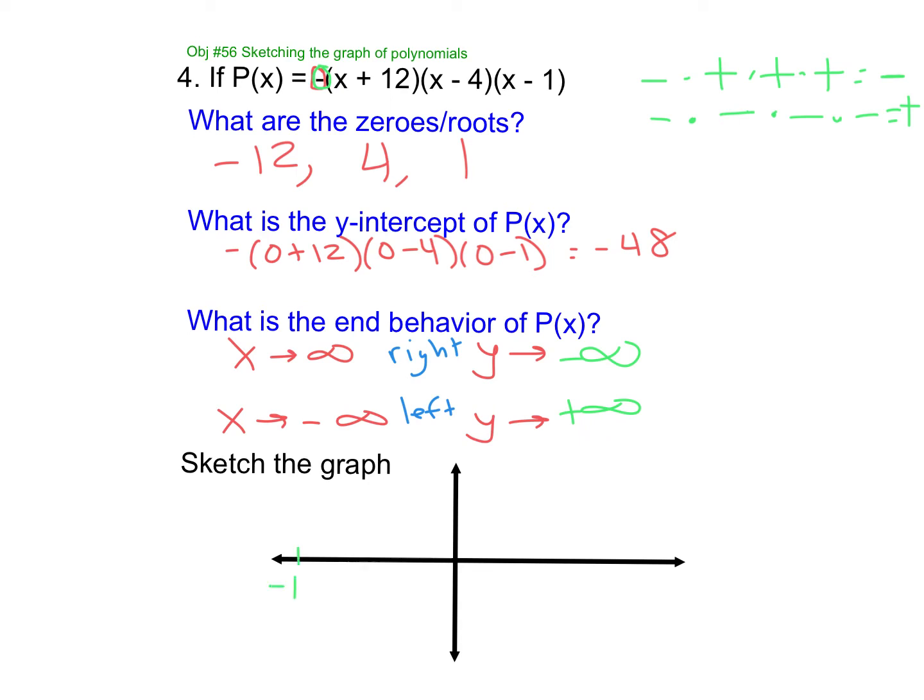So I've got my negative 12 on the left, and then I've got a 1 and a 4. So this time on the left side, we have a plus, so that's an up. So we've got an up, and then on the right side, we have a down. So then again, we draw a nice smooth curve, like that. Not the prettiest job I've ever done, but you know what? It works. And we know this point, we can label it. What is that? Negative 48.